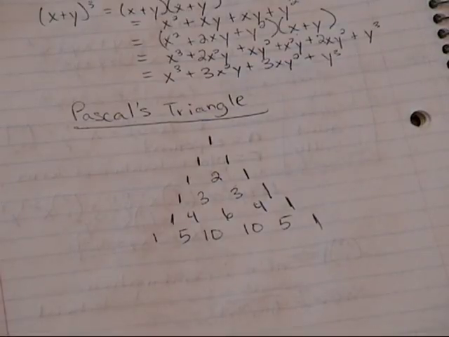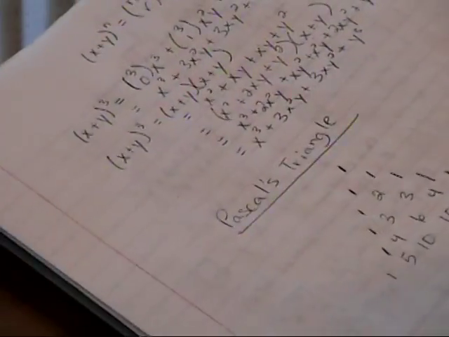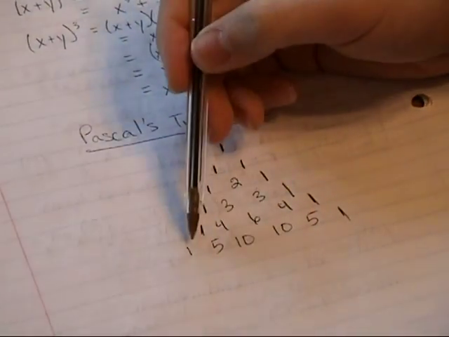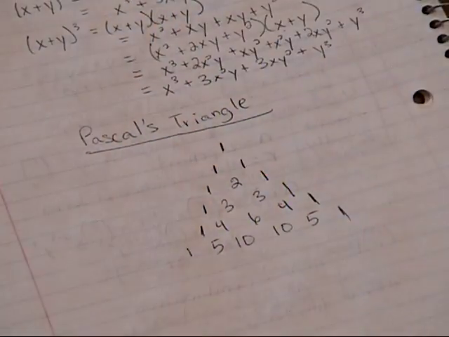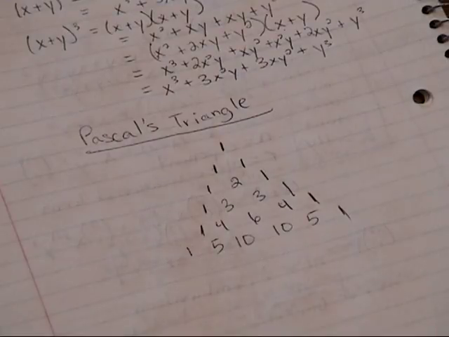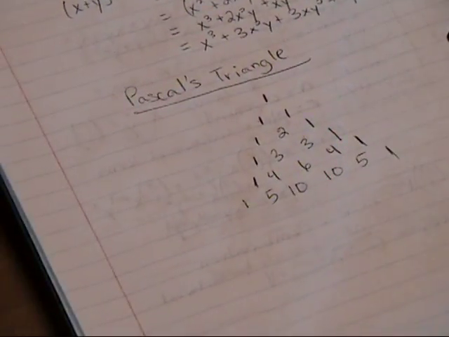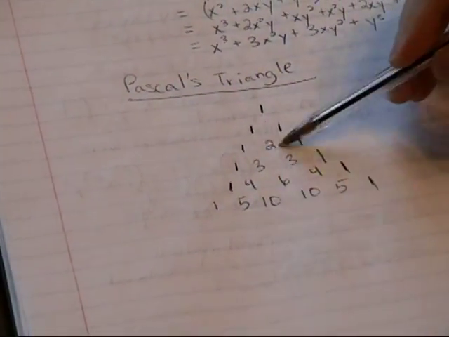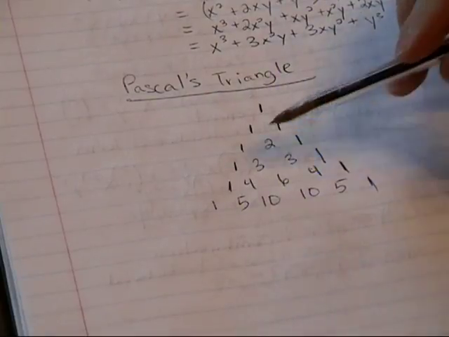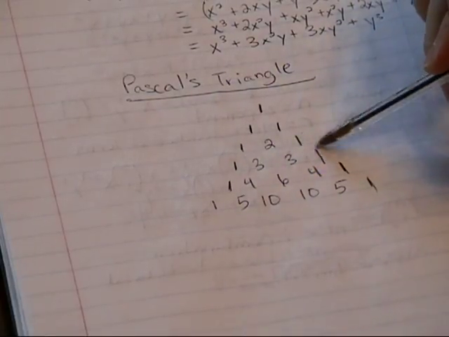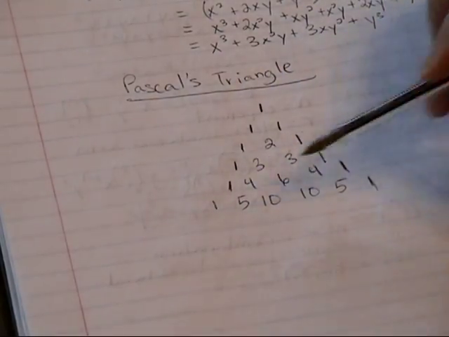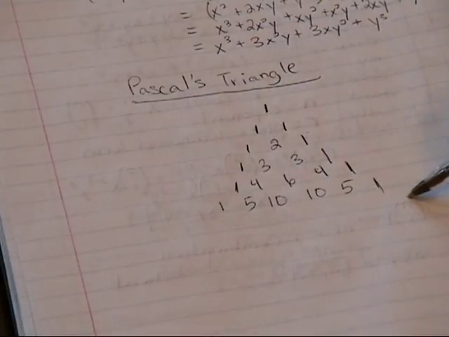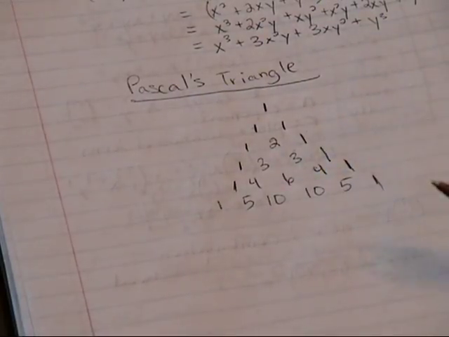Like if we did, I guess we can do that. The relationship says that these numbers should be the coefficients of (x + y) to the 5th power. Why 5th power? Because these are the coefficients of (x + y) squared. These are the coefficients of (x + y) cubed. These are the coefficients of (x + y) to the 4th. And these are the coefficients of (x + y) to the 5th. And then the next line will be the coefficients of (x + y) to the 6th, and so on and so forth.